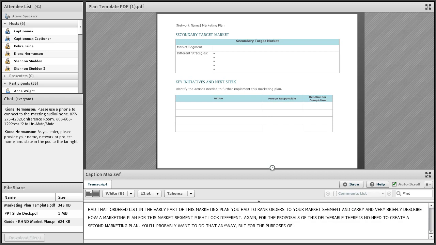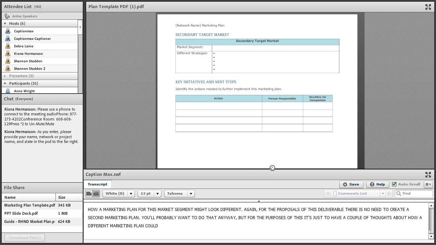So when you had that ordered list up in the early parts of this marketing plan, you had them rank ordered. So pull your number 2 market segment in here and just very briefly describe how a marketing plan for this market segment might look different than the plan for your primary target market.